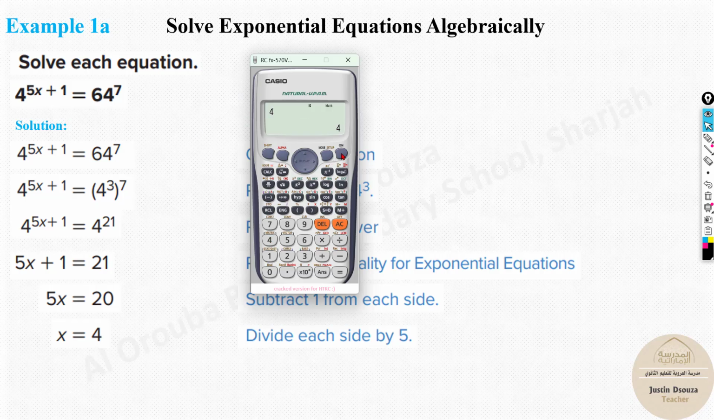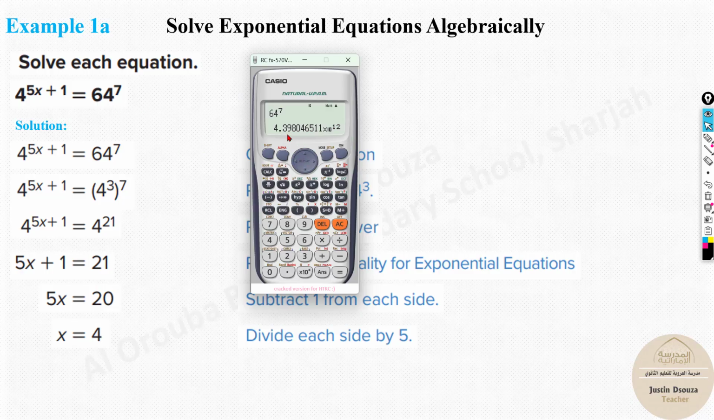4 to the power, let me just go back. 4 to the power 5 times 4 plus 1 is equal to how much? So much, right? Now 64 to the power 7 must be the same thing. It's the same thing. Okay, so there are plenty of ways to solve it.